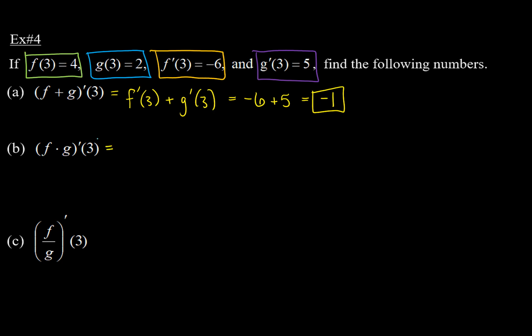For this next function, notice we have a product. We've got f times g. So (f times g) prime of 3, we're going to use the product rule. So that's going to be the first times the derivative of the second, plus the derivative of the first times the second.